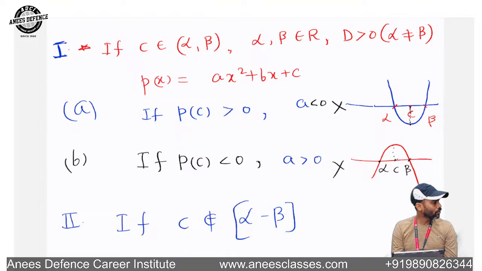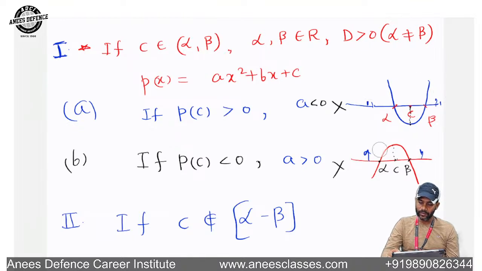So C cannot be equal to alpha, and it cannot be equal to beta. It will lie outside alpha and beta. So in this graph, it can be here or here. Is there any doubt?